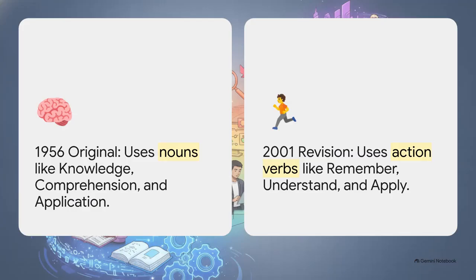Now, what's really fascinating is how this framework evolved over time. In 2001, researchers Anderson and Krathwohl published a pretty massive revision. Check out the comparison here. The original 1956 version used static nouns, right? Knowledge, comprehension, application. But the 2001 revision flipped those to dynamic action verbs: remember, understand, apply. Because hey, learning is an active process, and the verbs really reflect that.